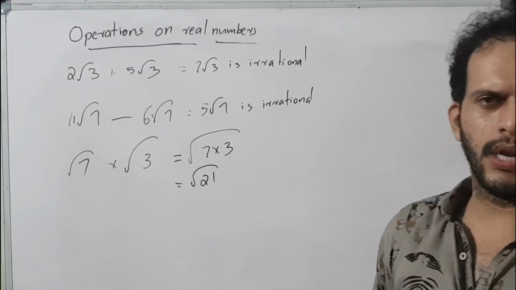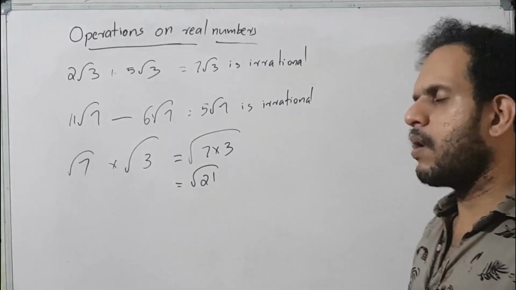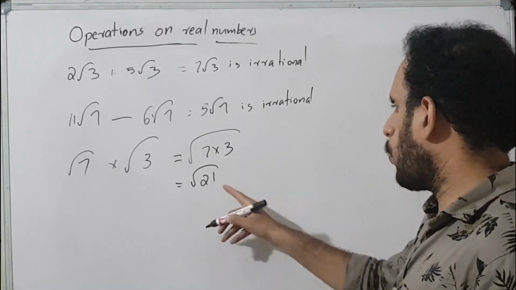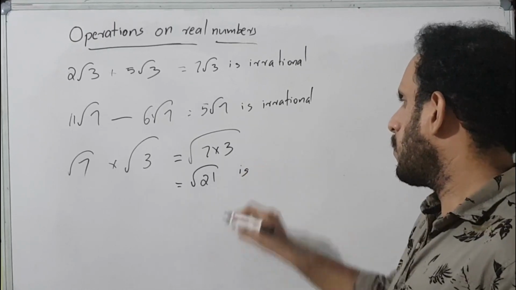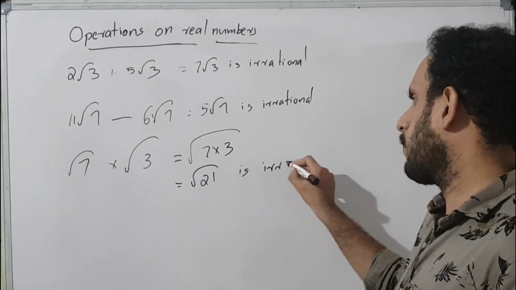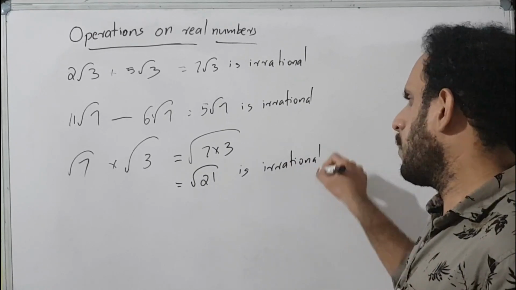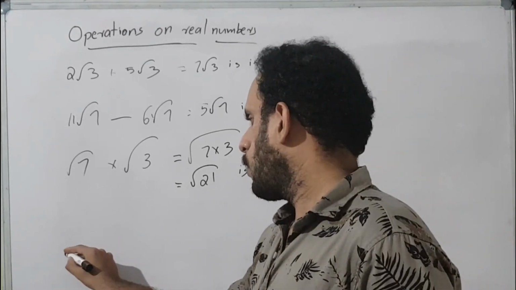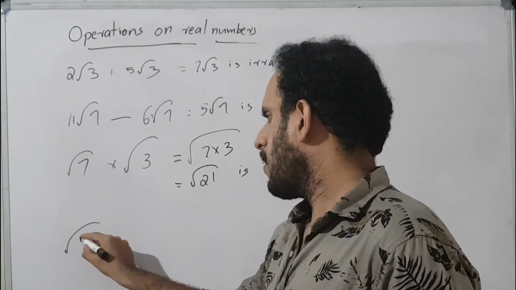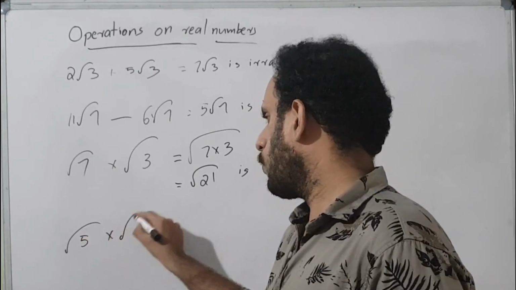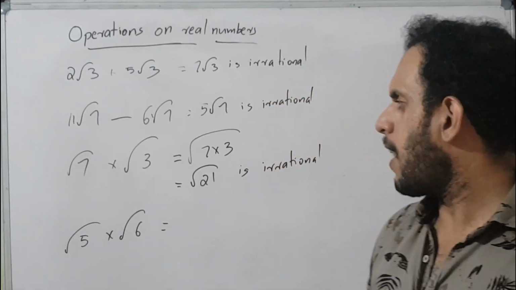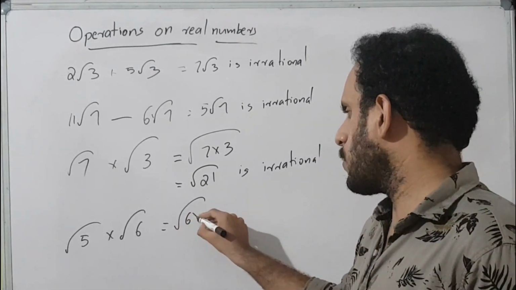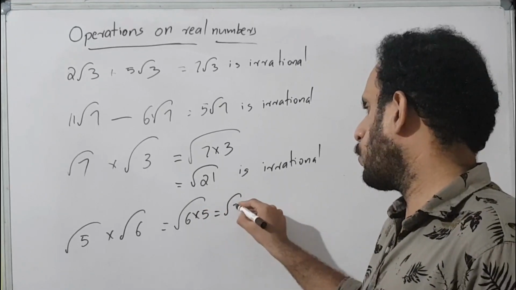Root of 7 into 3 is 21. Root 21. Is it possible to find the root of 21? No, it's not possible to find the root of 21. So root 21 is irrational. Correct? The next one: root 5 into root 6. What is root 5 into root 6? That is root of 6 into 5, which is equal to root 30.